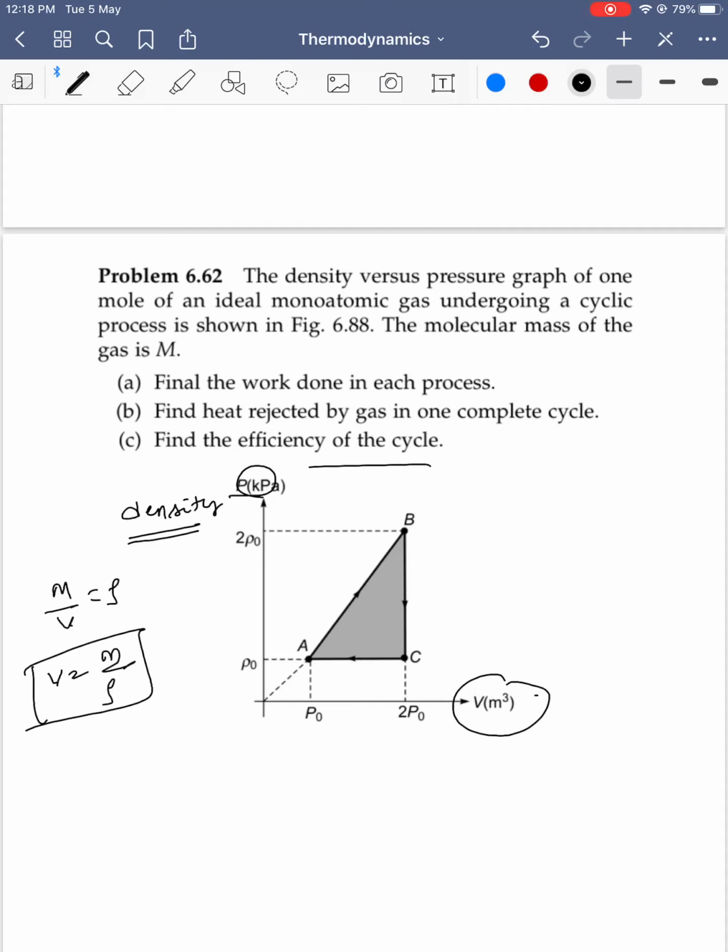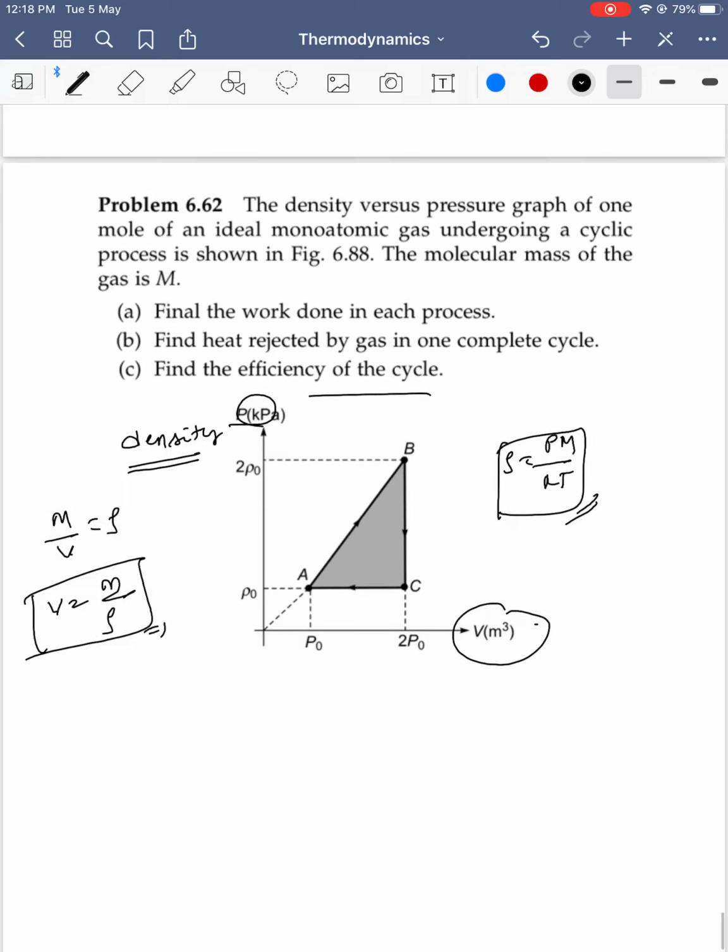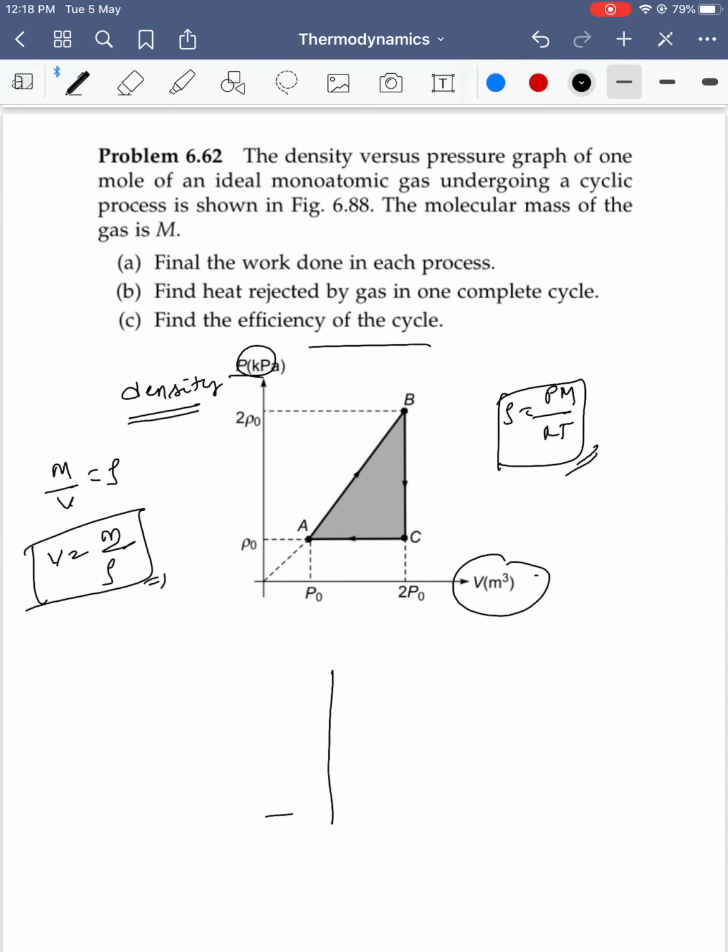So first of all try to convert this graph into a PV graph and try to simplify this. Rho is equal to Pm by RT. Use this relation. Area under the curve. First, I request you, first convert this graph to pressure versus volume. So initially P naught, finally 2 P naught. What is the density? Initially rho. So take the volume as V1.